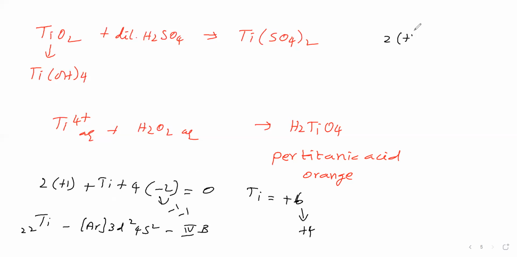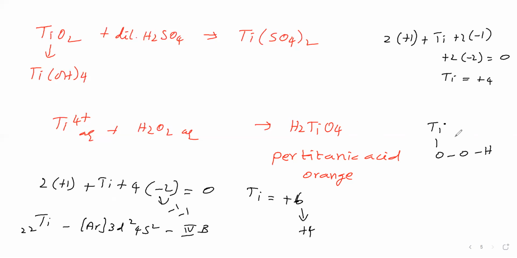For 2 hydrogens we have given plus 1, titanium we have to calculate, for 2 oxygens we are giving minus 1, and the remaining 2 oxygens minus 2, equal to 0. Now what is the oxidation number of titanium? Plus 4. That means for 2 oxygens we are giving minus 1, so here one peroxy linkage is present. One hydrogen we give to the peroxy linkage, another hydrogen to OH, and the remaining oxygen we give a double bond O.